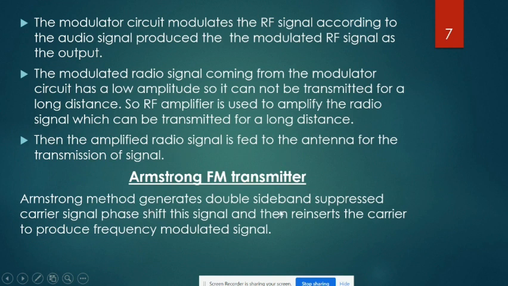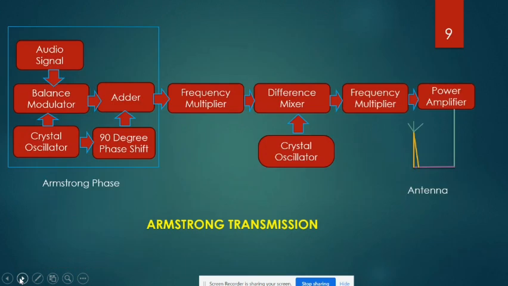The Armstrong method generates a double sideband suppressed carrier signal, phase shifts this signal, then inserts the carrier to produce the frequency modulated signal. The Armstrong method generates double sideband suppressed carrier, which is known as DSSC. This phase shifted signal will be reinserted to produce a frequency modulated signal.